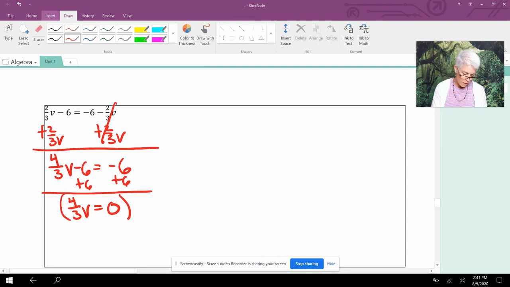And you might already see what's going to happen here. These are going to cancel, and 0 times anything is 0. 0 is a value. 0 is the answer to this equation. It's not the same as no solution. In this situation, the solution is 0.